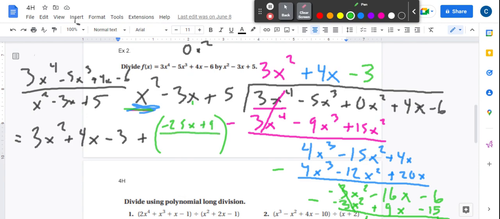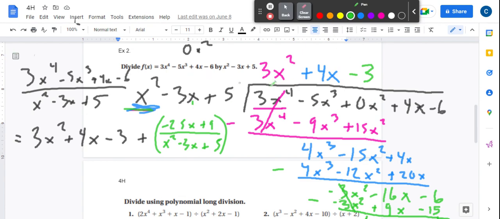Divided by what we were dividing by. So x squared minus 3x plus 5. Okay? So we do this whole long division process here, ladies and gentlemen.